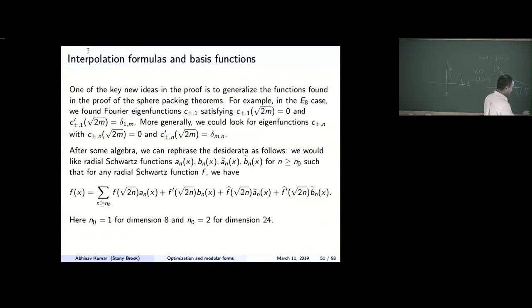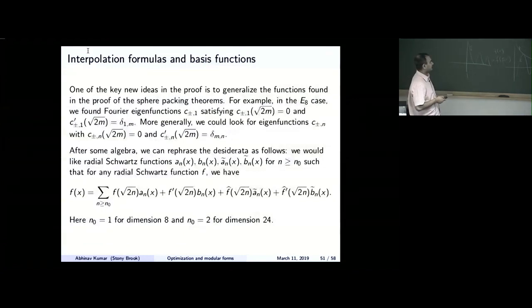And here's what we call the Fourier interpolation formula. One of the key things is to generalize the functions that we found. In the E8 case, we found functions with value 0 and a derivative which, at the smallest root, the square root of 2, was non-zero, but at all the other square roots of 2n had 0 derivative. Those are the functions we found. And more generally, you could say, let's suppose I specify the square root of 6.